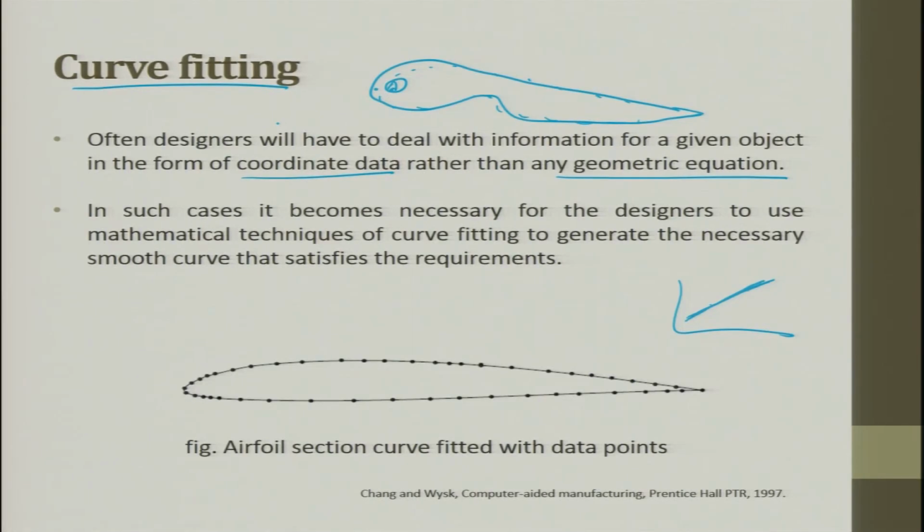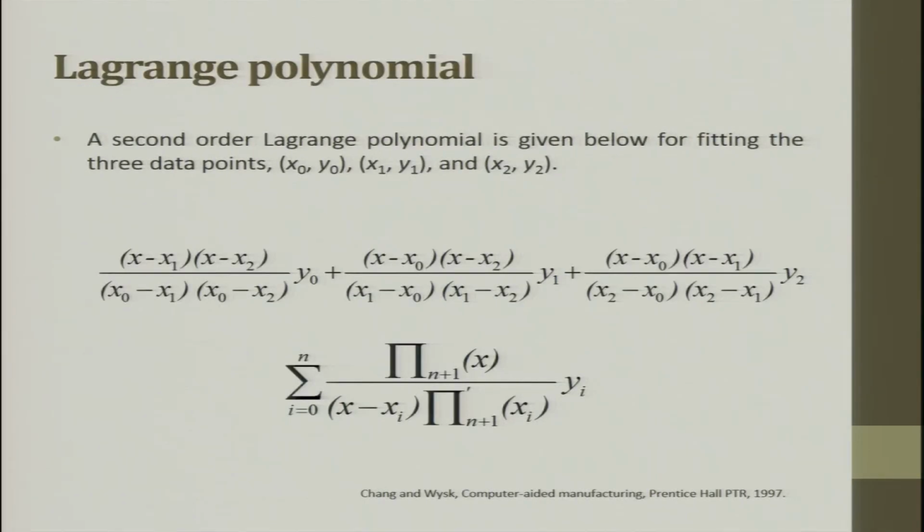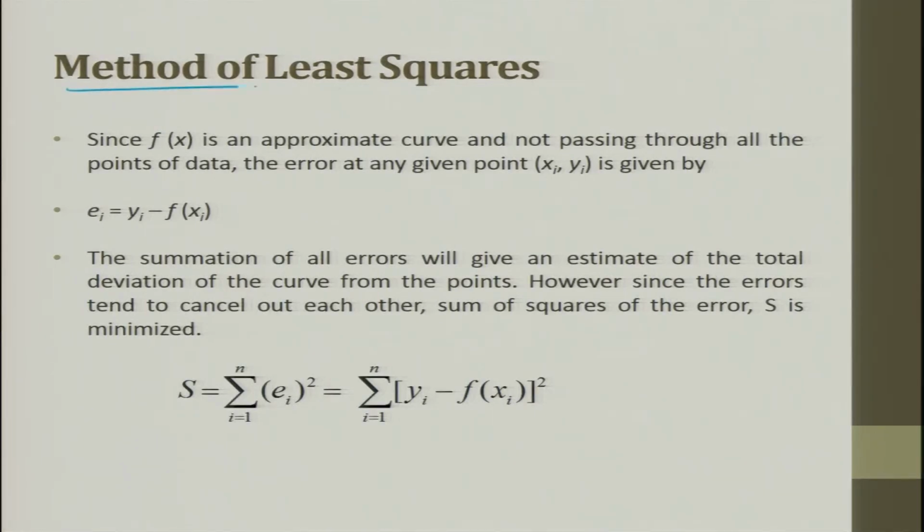So an aerofoil curve fits with the data points. Here we use a Lagrangian polynomial. A second order Lagrangian polynomial is given below for fitting the three data points x0, x1, x2. So this can be represented by this. On fine tuning this can be represented in this form. The method of least squares is also used in order to have a best curve fit.